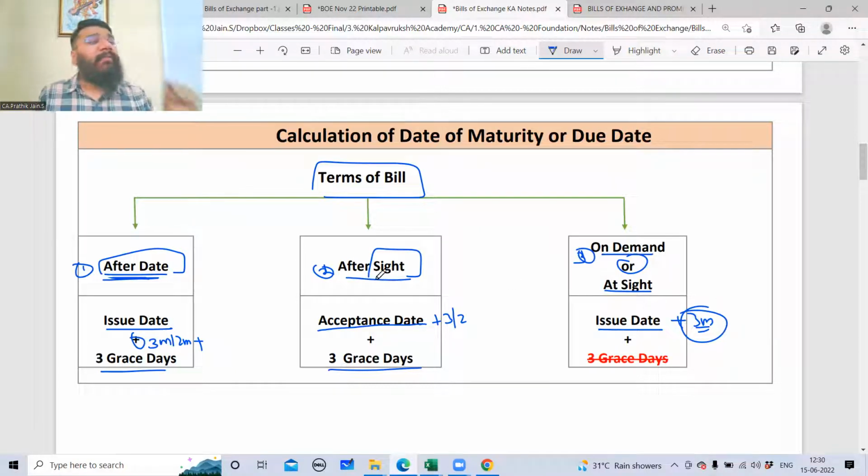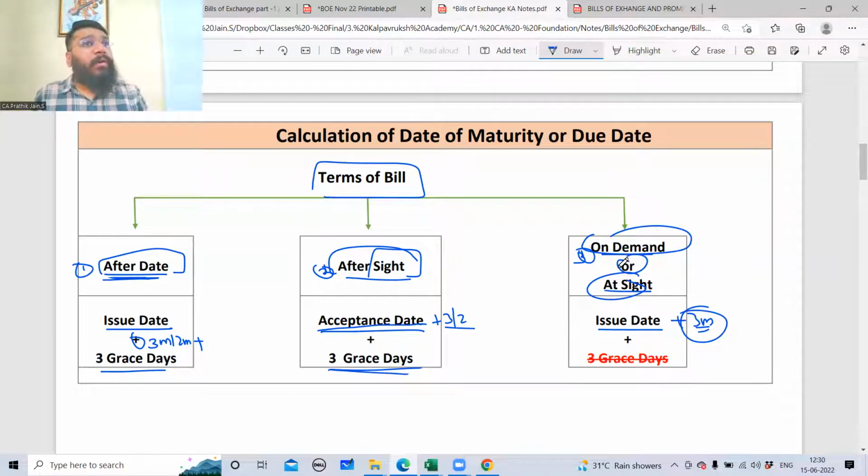At sight means after signature. I mean, at sight and on demand both are same. After sight means after acceptance. So acceptance date plus the period plus 3 grace days. In case of on demand or at sight, both are same. If you find the word on demand or the word at sight, in that case, issue date plus 3 months and no grace days will be added.